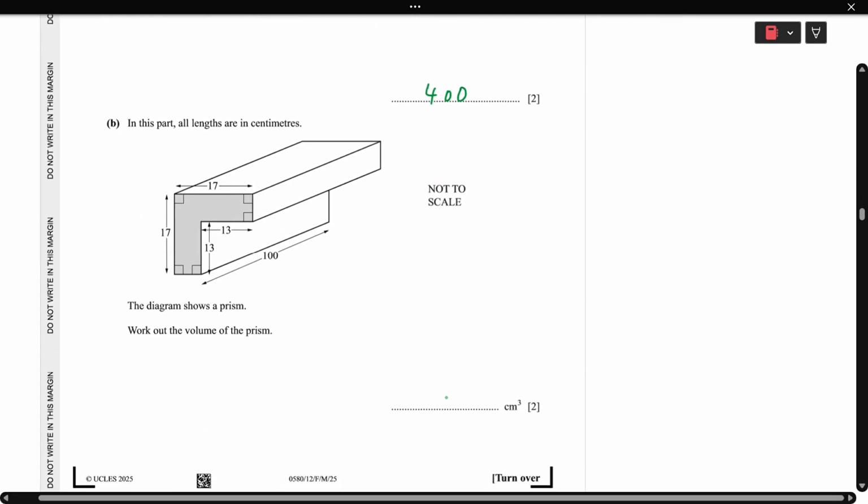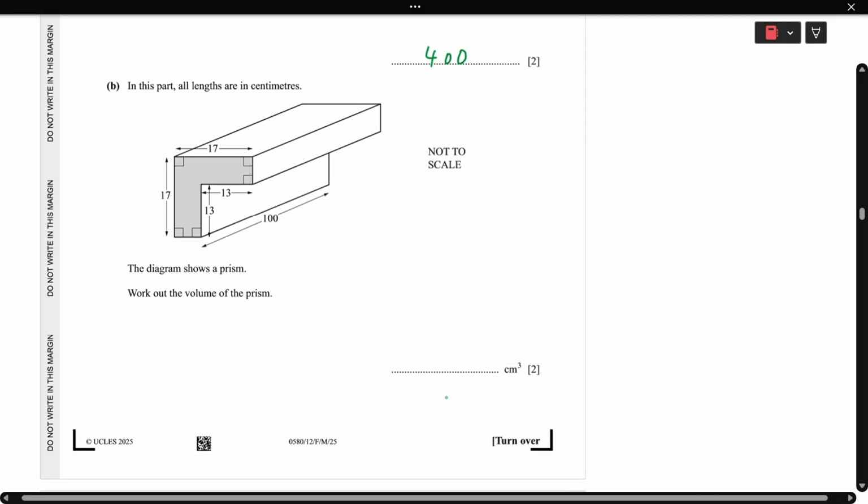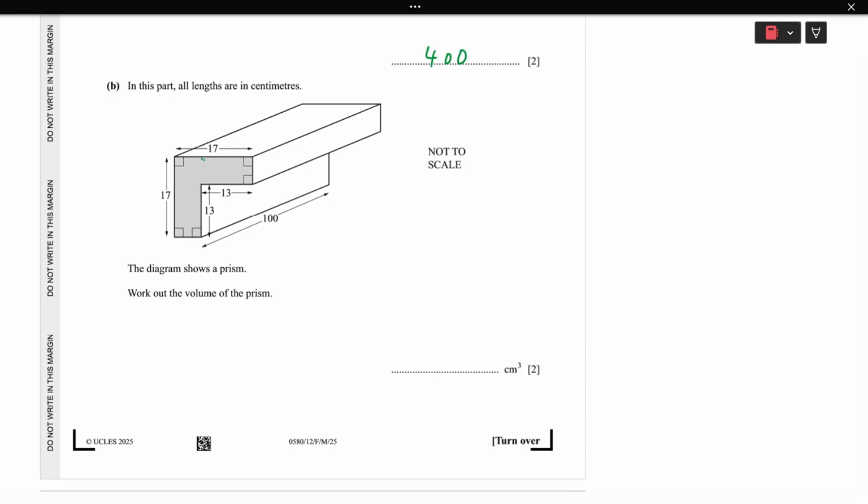Okay, so the next question. In part a, all the lengths are in centimeters. So first work out the volume of the prism. So first what I'll do now, I'll cut this figure. So now we are going to find only this figure's volume. So we'll get a cuboid. So first, the cross section area, this is called a cross section. So first we find out the area of this.